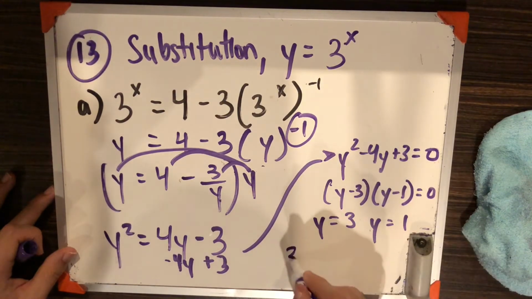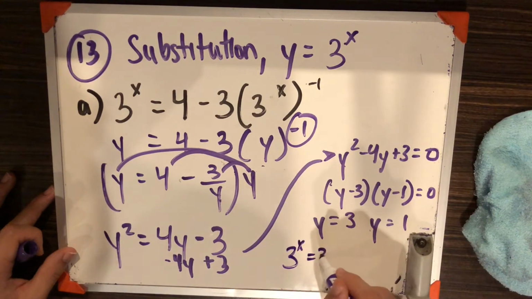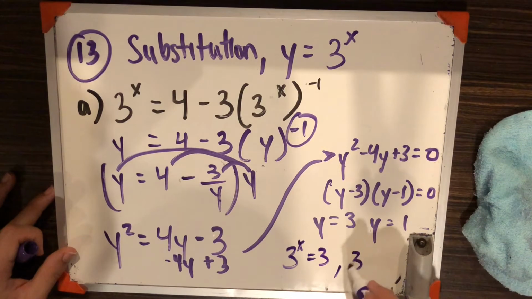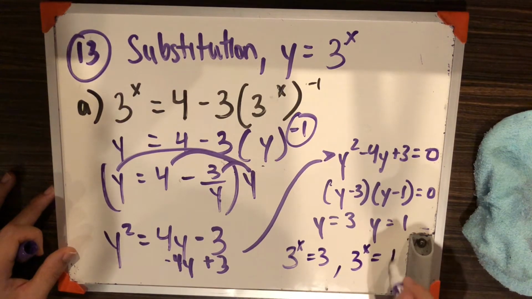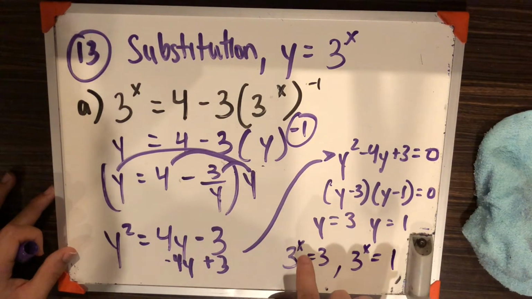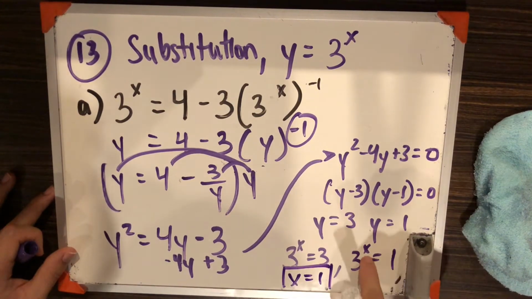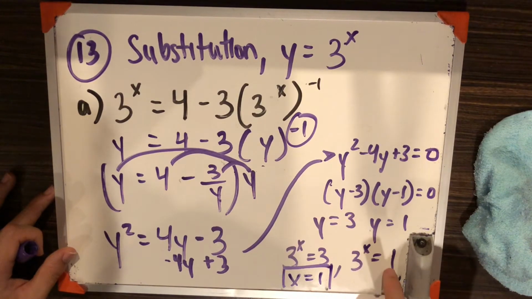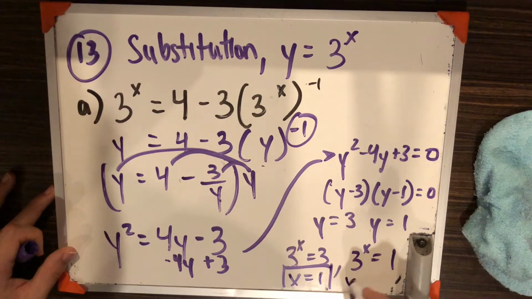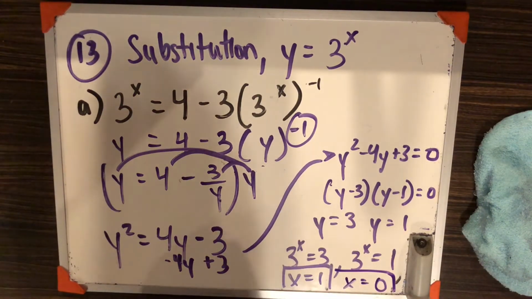So 3 to the x power is equal to 3. And 3 to the x power is also equal to 1. What does this value have to be? Well, x has to be 1 here, so that's one of my answers. What does this value have to be? Well, it has to equal 0, because 3 to the 0 power is equal to 1. So x should be equal to 0. So 1 and 0 are your final answers.